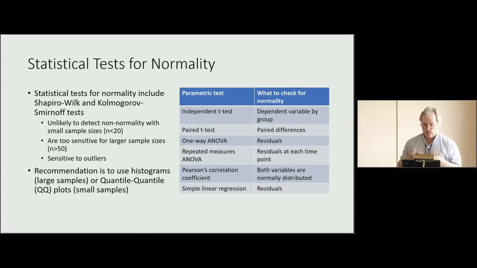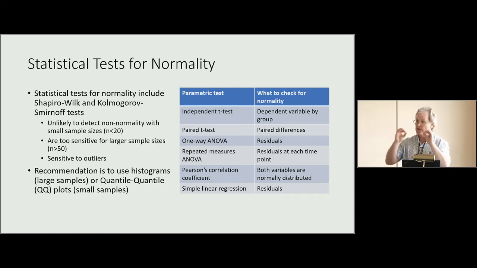And so for different parametric tests, for an independent t-test, we check for normality of the dependent variable by the group. For a paired t-test, we check the normality for the paired differences, because that's what we're analyzing, the difference. For one-way ANOVA, we check for normality using the residuals. Residuals are sort of what I observe for that individual and what my expectation is based on the one-way ANOVA, based on that statistical model. The one-way ANOVA is a model.